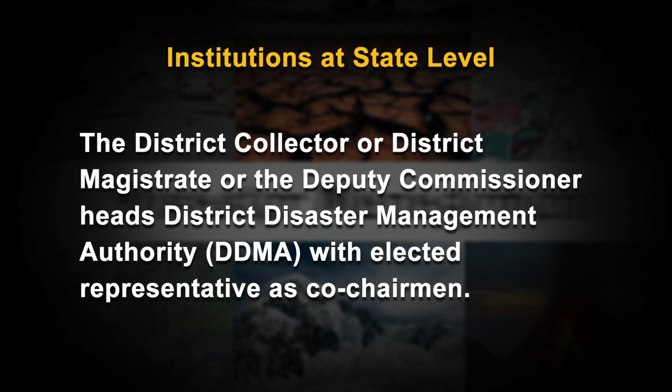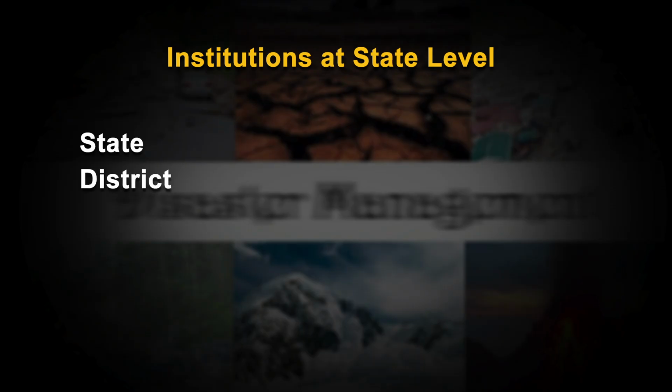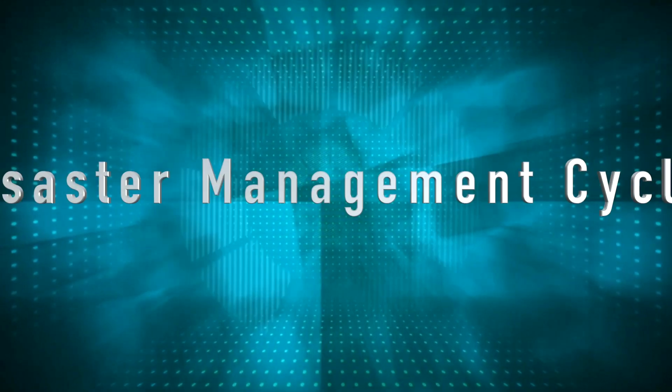Similar system is established at Union Territory with a Lieutenant Governor as the chairperson. At the district level, the district collector or district magistrate or the deputy commissioner heads the district disaster management authority, DDMA, with elected representatives as co-chairman. Those institutions will be responsible for overall coordination of the disaster management efforts and planning. Detailed disaster management plan will be developed subject to periodic review and revision at the levels of state, district, towns and blocks.